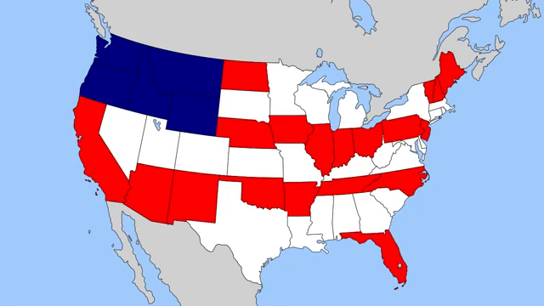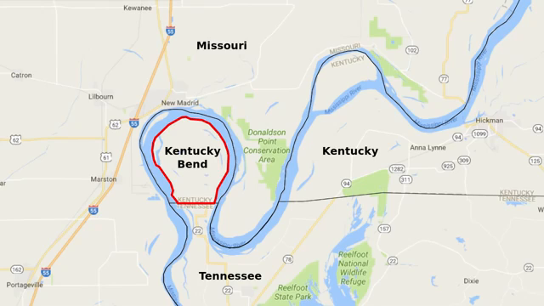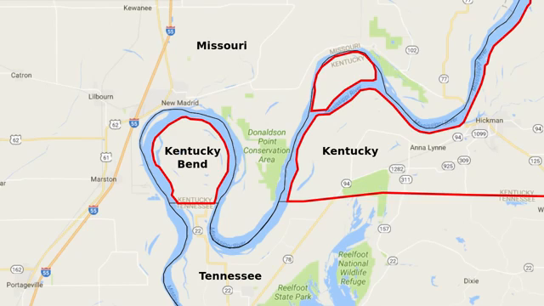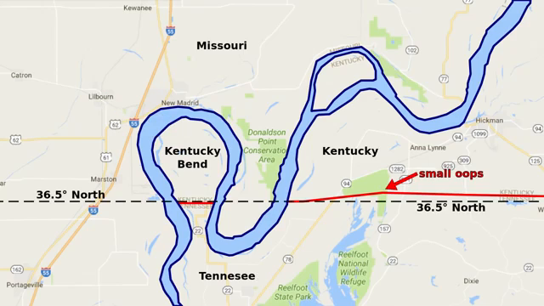The US states have some iconic shapes, but if you look closely, you'll see many irregularities, such as the Kentucky Bend, which is a tiny piece of Kentucky, home to 18 people, cut off from the rest of Kentucky by the state of Missouri. Their border is defined by the Mississippi River, which loops south below and back north above the 36.5 parallel, which is a boundary between Kentucky and Tennessee.